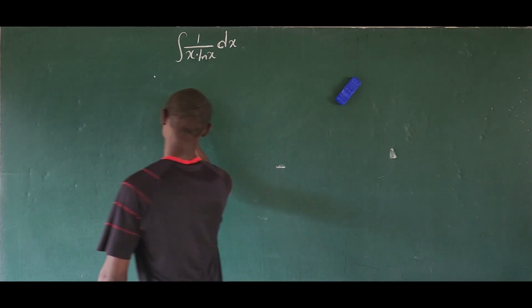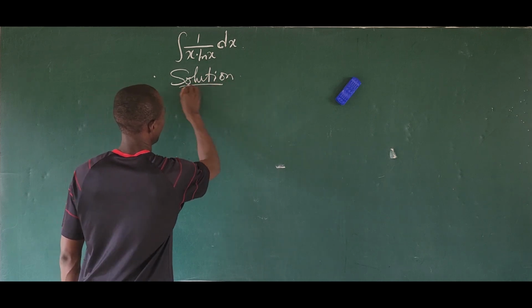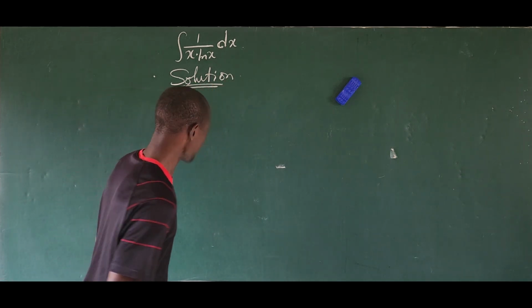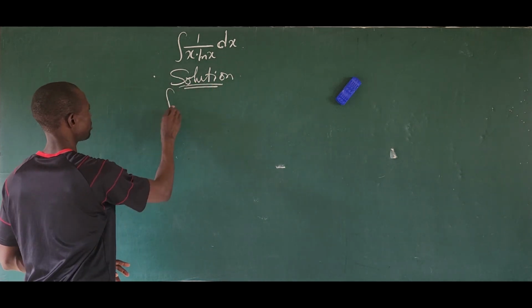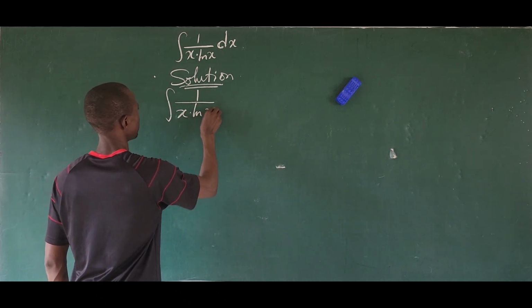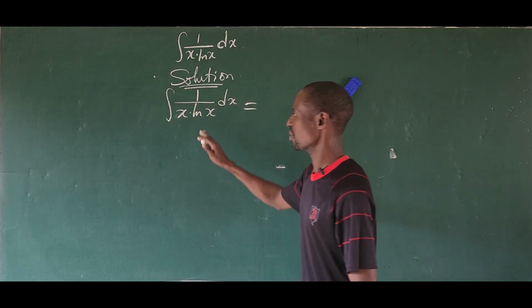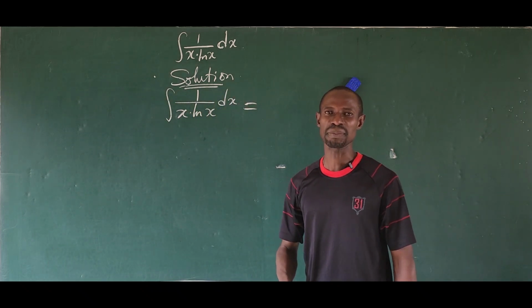So let's take our solution. Although this is a simple one, okay? So we have here the integral of 1 all over x times the ln of x dx will now be equal to what? So the first thing we're going to do here is some substitution.